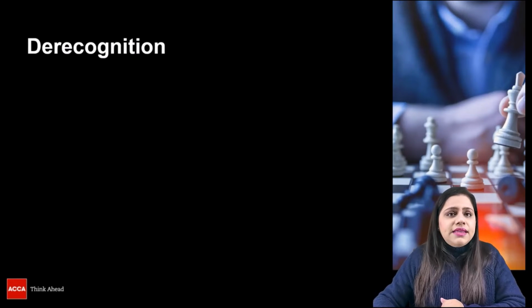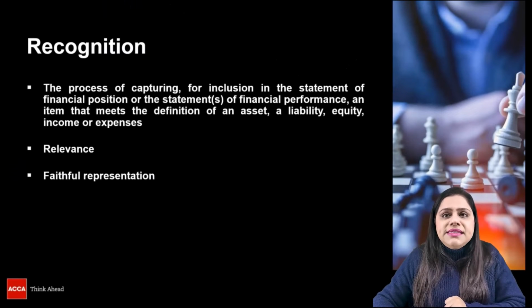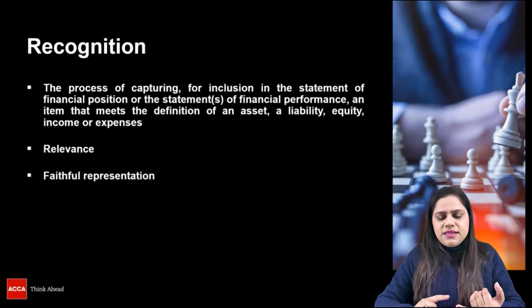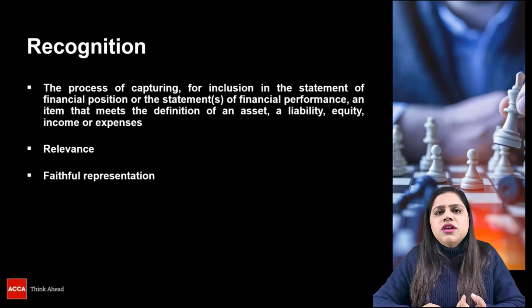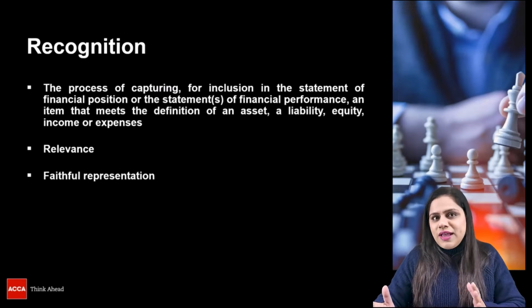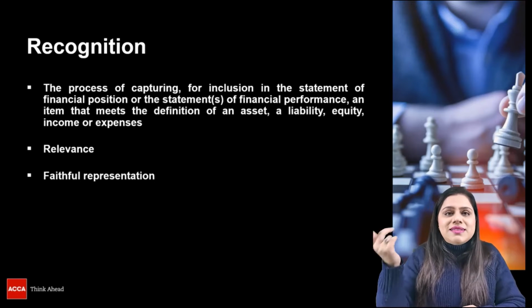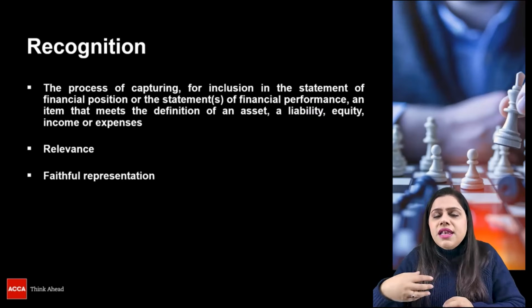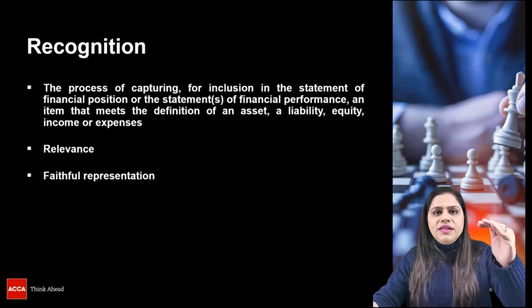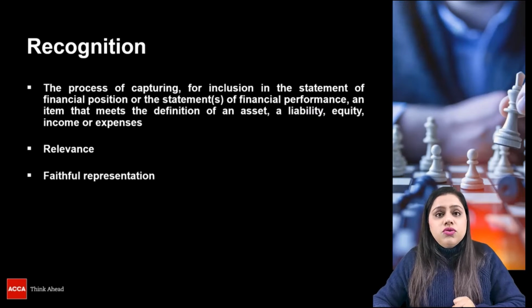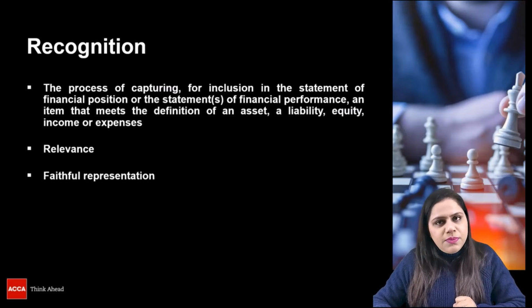So what do we say? That whenever something is meeting the definition of an element of accounting, and definitely if you're talking about asset and liability, the transaction has already taken place in the past. Because you know equity, income and expense are based on the definitions of assets and liabilities. So the transactions have already happened in the past. Now, when do we recognize them? When it is relevant and they faithfully present what is actually happening in the business. So recognition is going to be done, and based on that, we are going to pass the double entry.